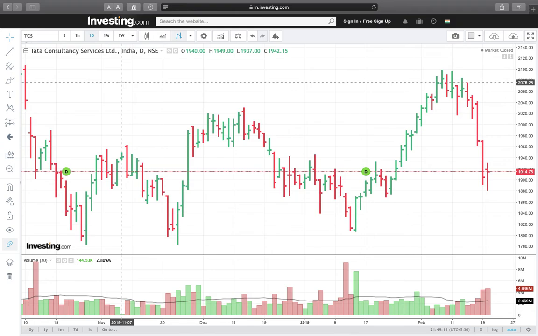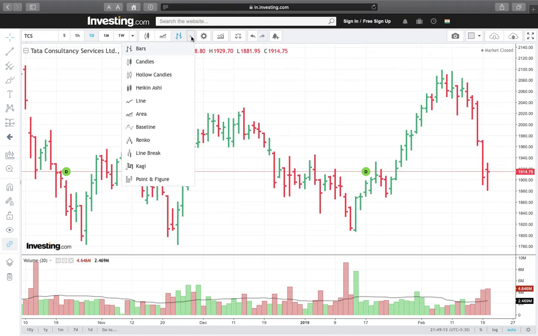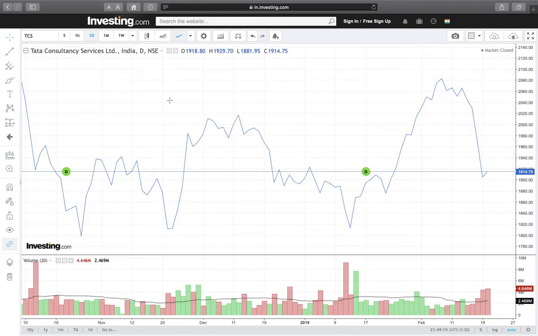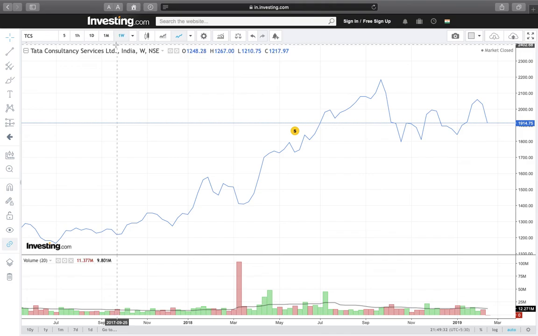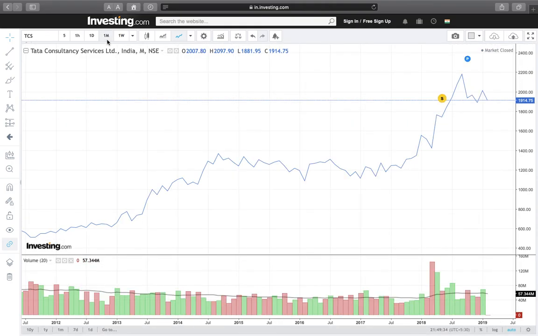Now that we've seen the bar chart, let's move on to the line chart. The line chart, as we already understood, is very simple. It simply connects the closing price of the stock and forms this nice line. And you can see the effect of zoom in and zoom out and the smoothness on the line chart much better. If I go into the weekly chart, you see it's much smoother. On the monthly, it's all the more smoother.